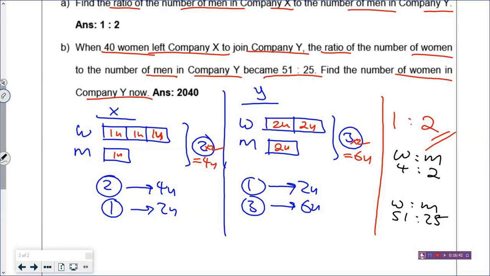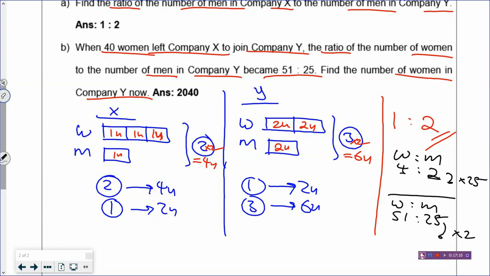Right, in company Y, let's recap. Company Y, how many units of women do you see? Isn't that 4 units? How many units of men do you see in company Y at first? 2 units, right? And then you have 40 women from company X join company Y. So now, what happened to the ratio? The ratio now became 51 is to 25 in company Y. Okay, so what is unchanged? Whatever is unchanged, you make equal. So the men is unchanged, so what must you do? You times 25, and over here you times 2.